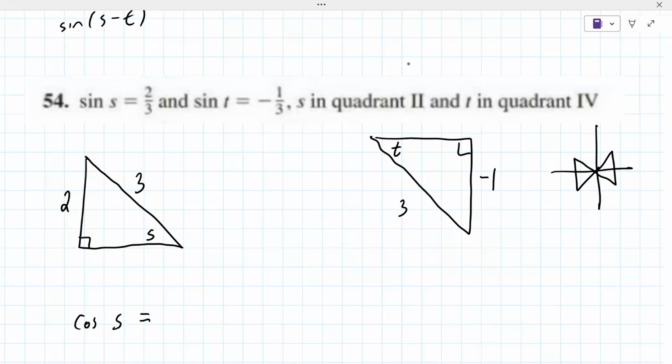Is it 1, 2, 3? Pythagorean theorem. If you're going to call it a, it's a squared plus b squared equals c squared. a squared plus 2 squared equals 3 squared. It's 3, so squared, it's 9. Oh, 9, sorry. 9 minus 4 equals 5.